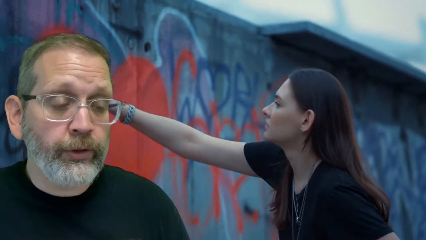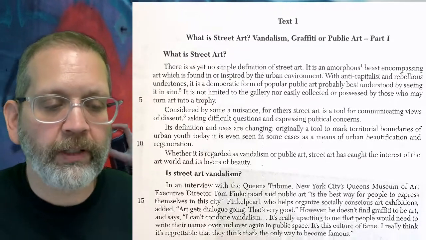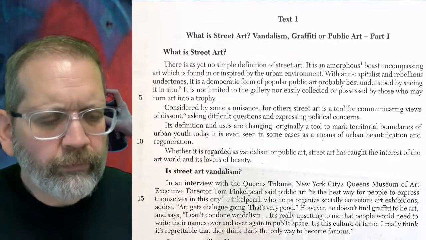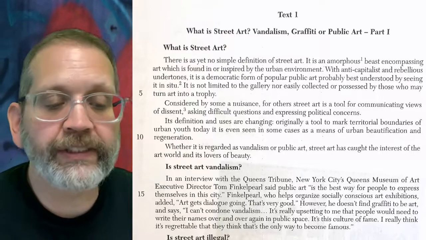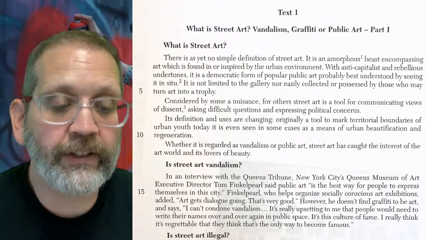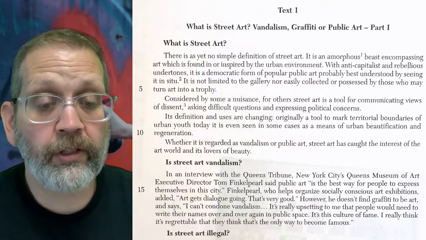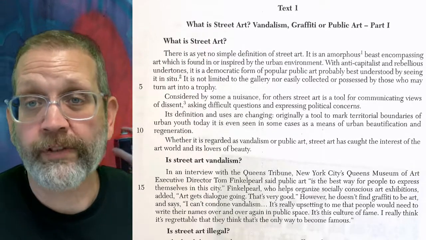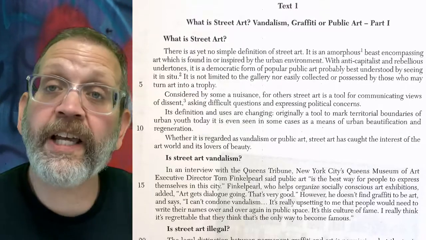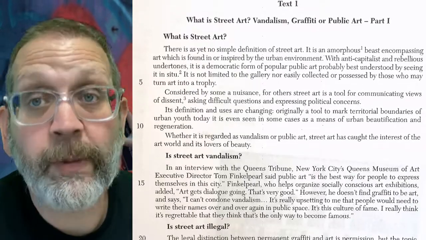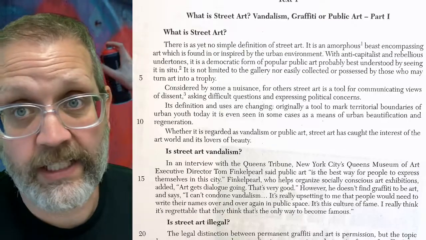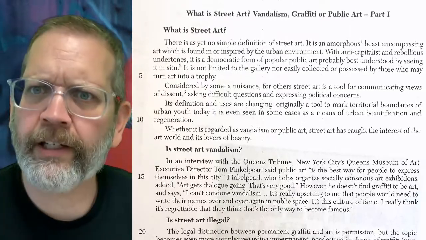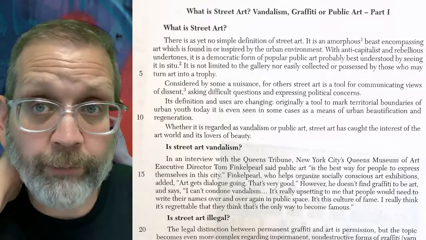So anyway, let's get into text one, which is titled, What is Street Art? Vandalism, Graffiti, or Public Art? Part one. What is street art? There is as yet no simple definition for street art. It is an amorphous, there's a little number one next to that word amorphous. Maybe you don't know that word. Lucky for you, there's a footnote. And there's gonna be a number of footnotes in this article. To be honest, there's a couple words in here that I didn't see ever before either. Lucky there's footnotes. Check out the footnotes, it helps with your understanding.